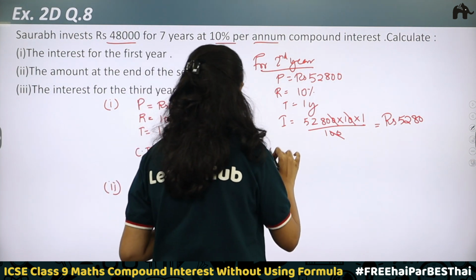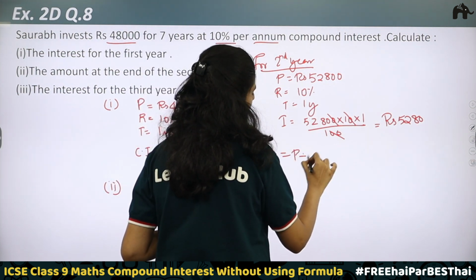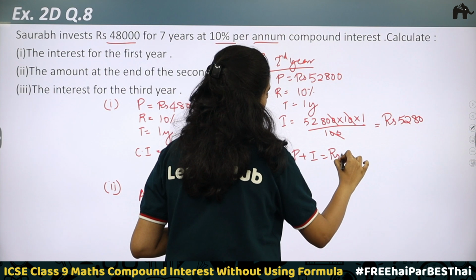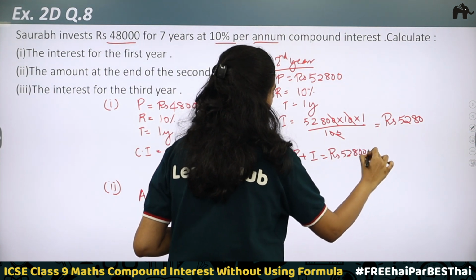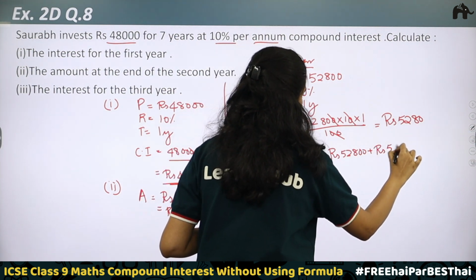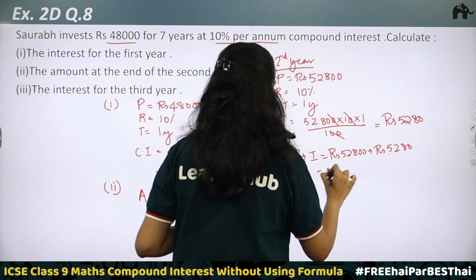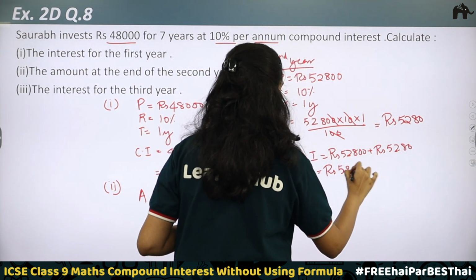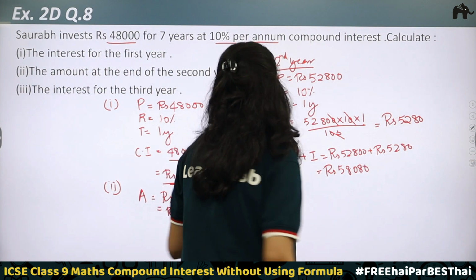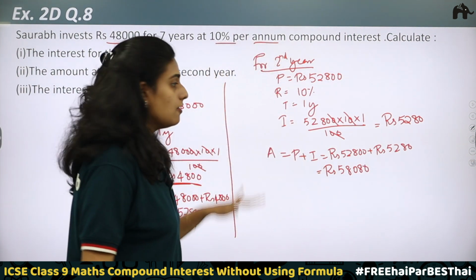Now, what is the amount? Amount will be principal plus interest, which is rupees 52,800 plus rupees 5,280. You will be getting rupees 58,080. So, this is the amount at the end of second year.